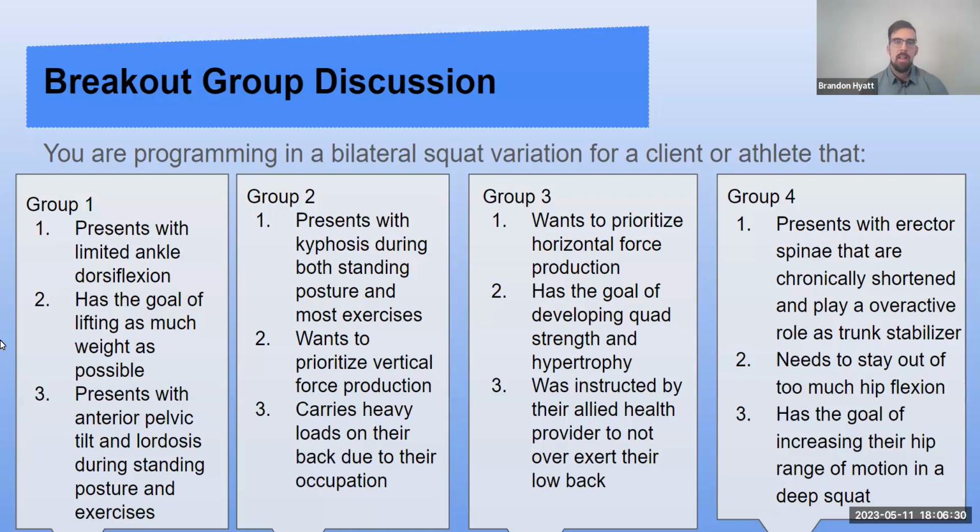Lastly, this client has the goal of increasing their hip range of motion in the deep squat. Well, we know that if you want to squat deep, front-loaded options work more because there is a lot more knee flexion, and you just get a lot deeper in the front squat. So I'd have them do front squat.